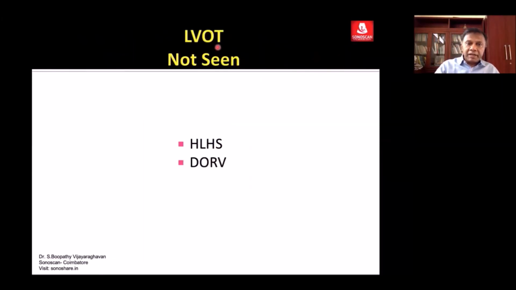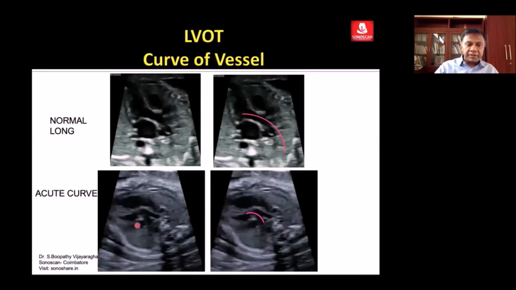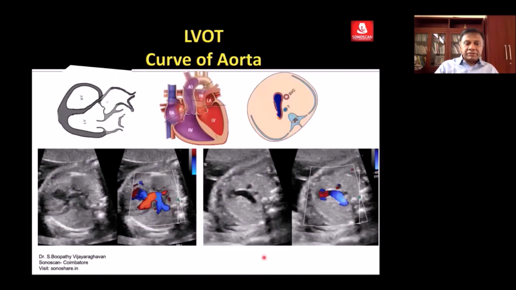Now, when the LVOT is not seen, so you are not able to identify the LVOT, it is an acute curve directed more to the posterior. When you see like that, then it is abnormal. Then you must think that it is a pulmonary artery, the acutely angular curving pulmonary artery with branching. And when you come to 3VT, you see the single aorta on the right side. So that is the TGA.